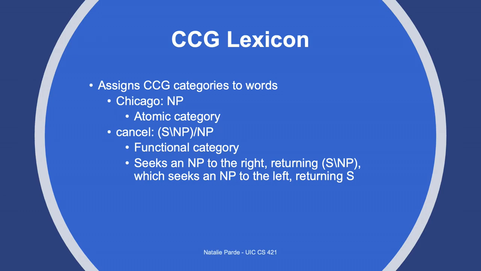The CCG lexicon is what then assigns those CCG categories to different words. So it might assign a word like Chicago to the atomic category of a noun phrase, and it might assign cancel to the functional category that represents a transitive verb.